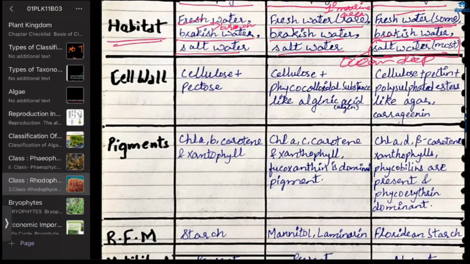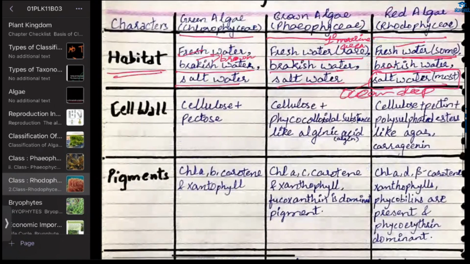Now cell wall. The cell wall of green algae is made up of cellulose plus pectose. Like this structure, the lower one will be what? Cellulose, and the upper one will be what? Pectin structure will be there. Means it has two coverings.